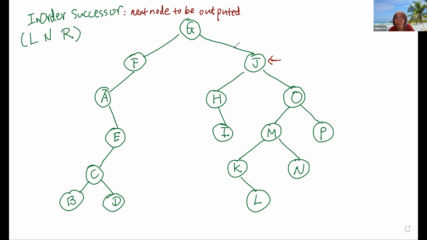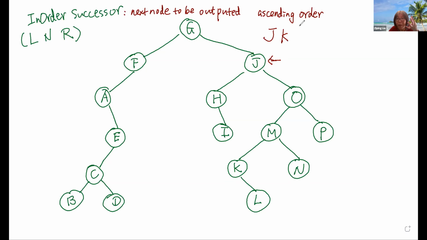Outputted, is it? Outputted is which node? Node J. So let's see, there is a chat, is it? Okay. So next node to be outputted after J is which node? In order traversing, the final output is generally arranged in ascending order. In ascending order after J, then definitely it's going to be K, is it?